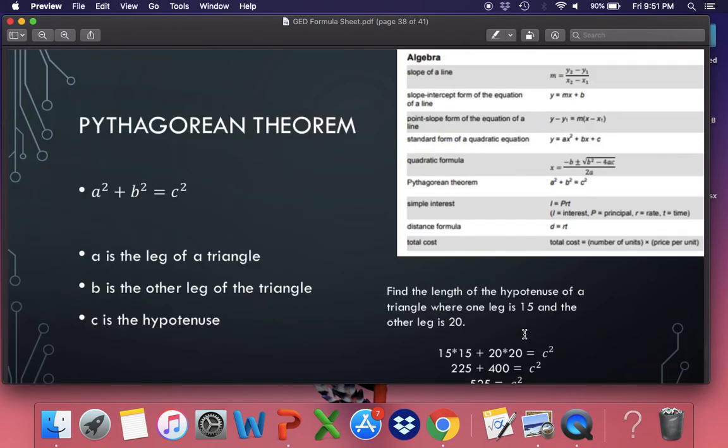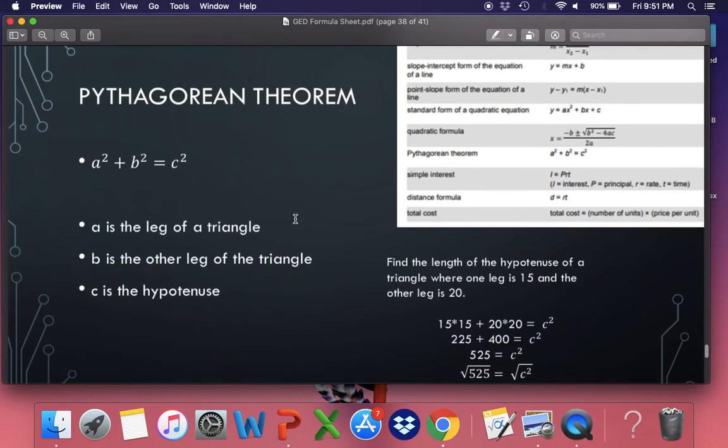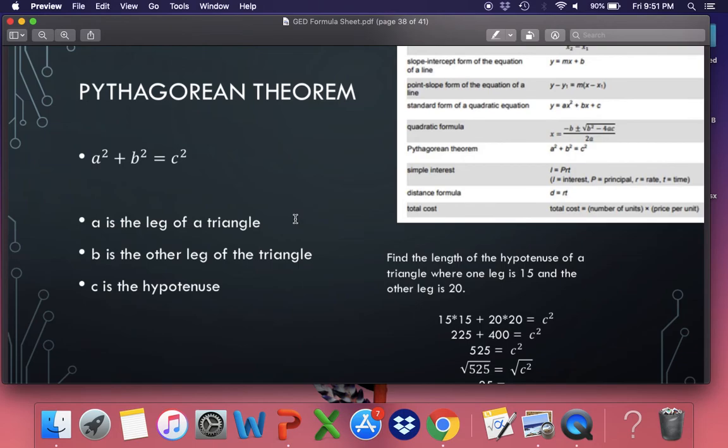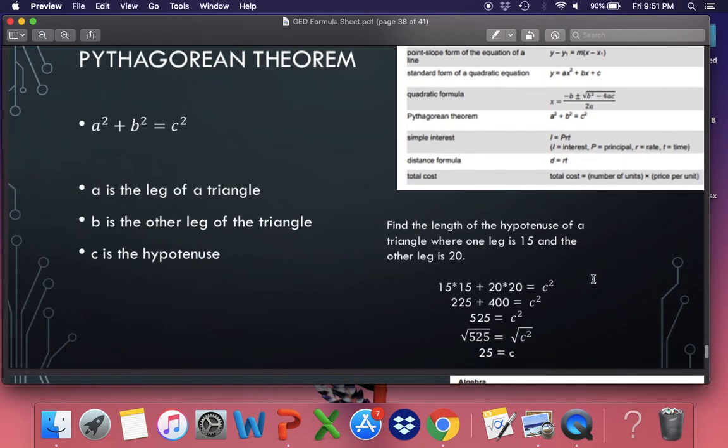Then you have the Pythagorean theorem, which means in any triangle that's a right triangle, you identify one of the lines that touches the right angle as a leg, the other is the other leg, and the long side is always the hypotenuse. So the example I have here: find the length of the hypotenuse of a triangle where one leg is 15 and the other leg is 20. They may draw it out, they may write it like this.